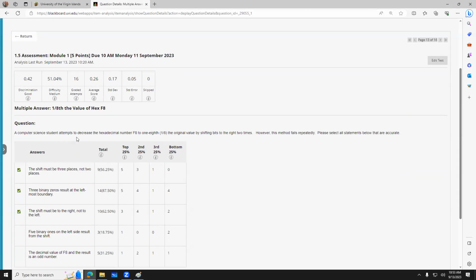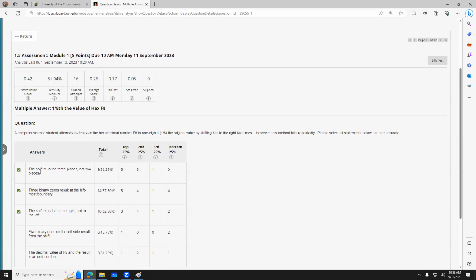So a computer science student attempts to decrease, that means we're shifting to the right, to 1/8, that means we're going 3 places to the right, by shifting bits to the right 2 times. Uh-oh. So 8 is a 3-bit shift, not a 2-bit shift, but the student is going to the right 2 times. That's only going to generate 1/4 of a change, right? However, this method fails repeatedly. Please select all the statements below that are accurate.